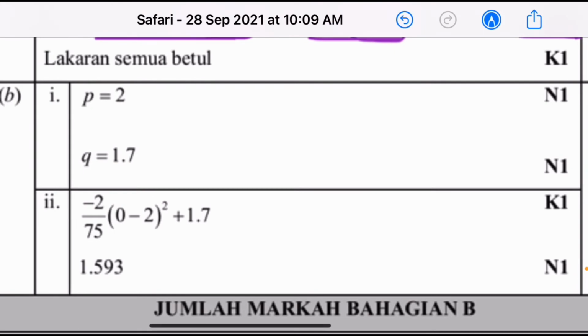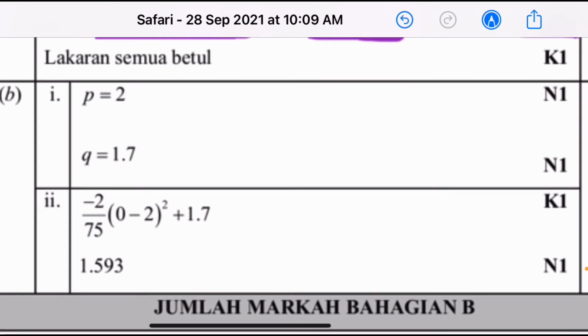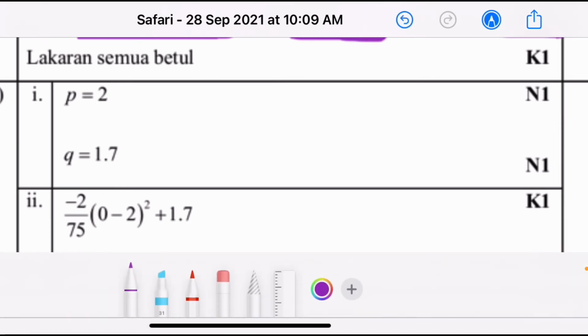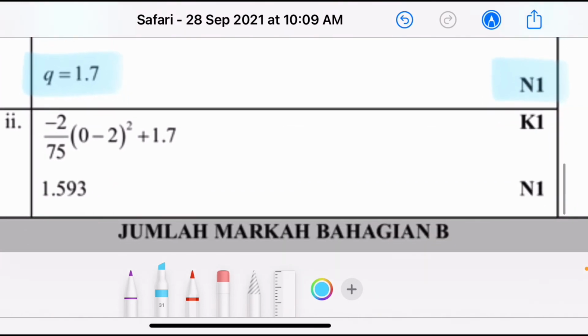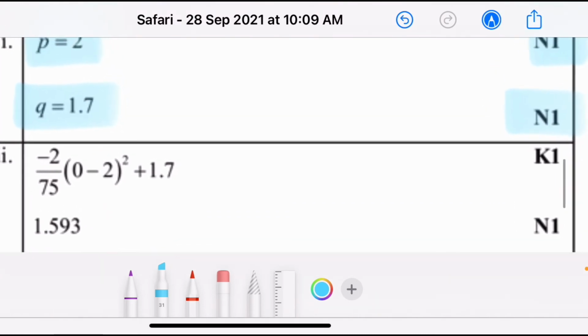For part B, p is equal to 2. This is actually the answer marks only. There are no working marks. p is 2, 1 mark. And q is 1.7, 1 mark. And finally, for the part 2, you have to substitute. When you substitute, you are given the steps marks. And the final answer must be 4 significant figures, right? So that is the answer for part B.